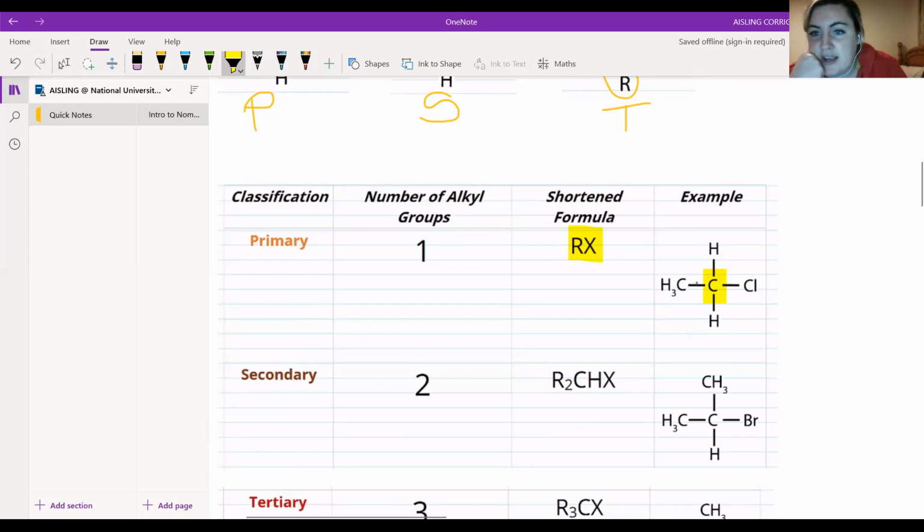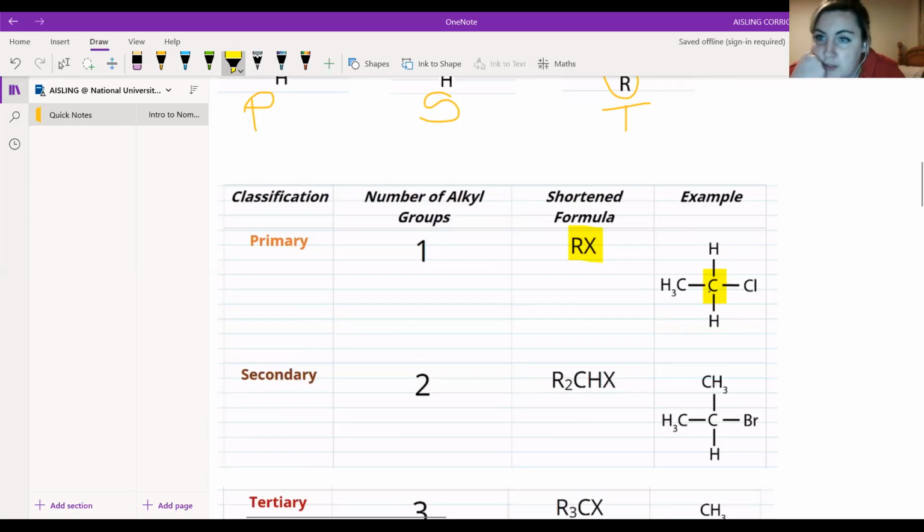So how would I name this? Have a think. Is the chlorine on the first carbon or is it on the second? How do we think about this?